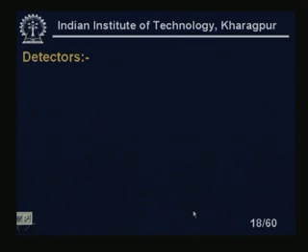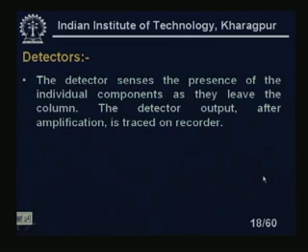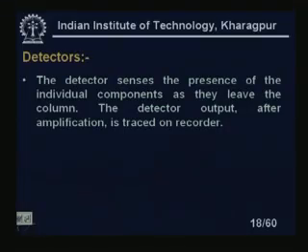Detectors. We will discuss detectors in much detail, as I told you. The detector senses the presence of the individual components as they leave the column. So, we have injection systems, a carrier gas, a solvent pump, everything is there. It will go to the column, and from the column it will elute depending on the adsorbent material, and ultimately it comes to the detector. All the columns will be followed by a detector, and the detector will be followed by a recorder. The detector output after amplification is traced on a recorder, as I told you, right.